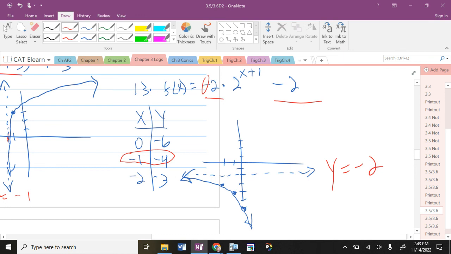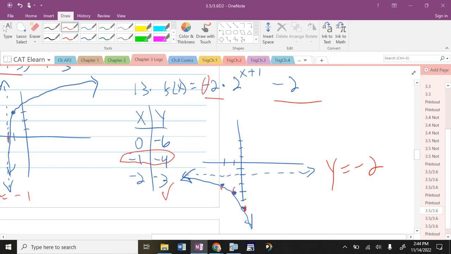So I'm going to continue by plugging in points. 0. 0 plus 1 is 1. 2 to the first is 2. 2 times -2 is -4. Minus 2, -6. And then -1, -4. And then I could even plug in -2 because -2 plus 1 is -1. 2 to the negative first is a half. Half of -2 is -1. -1 minus 2 is -3. So it just pushes it away from that asymptote a little bit, but it's not really a big deal.